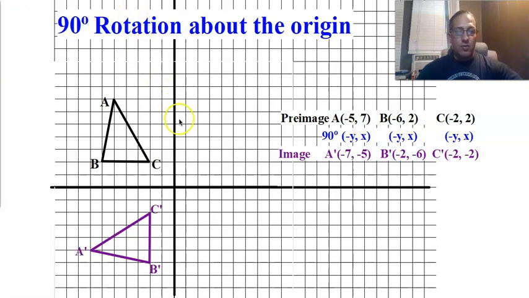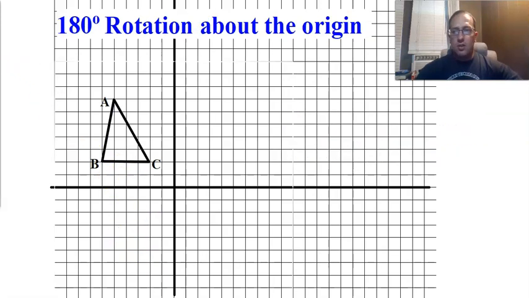Remember, this is going to be a counterclockwise rotation. How many degrees would this be if I moved clockwise? That would be 270, right? Because moving from this quadrant would be 90 degrees, another 90 is 180, another 90 is 270. So this would be the same thing as a 270-degree clockwise rotation.